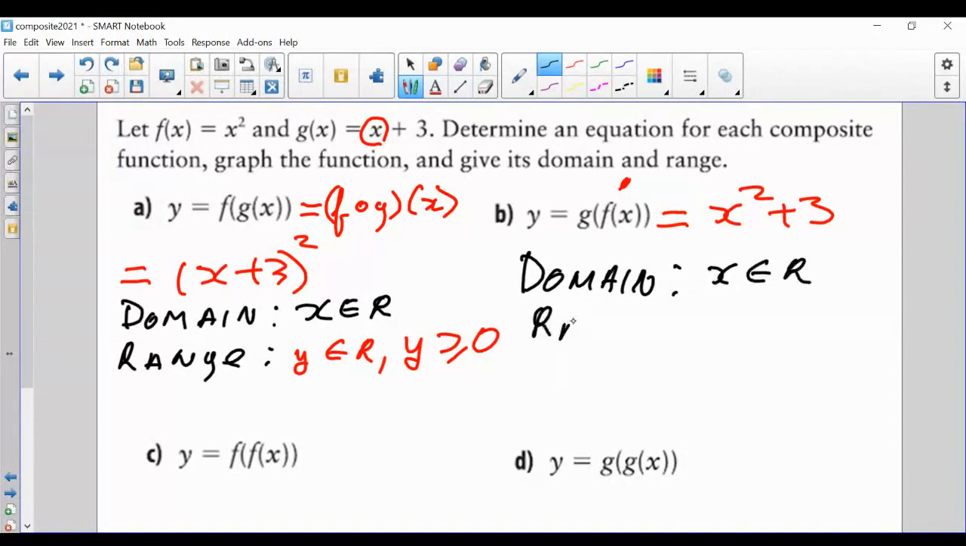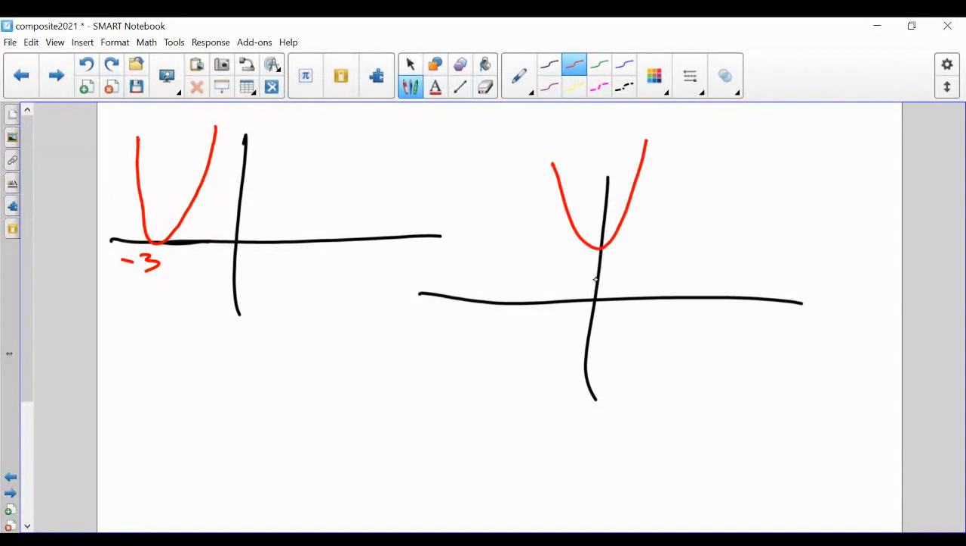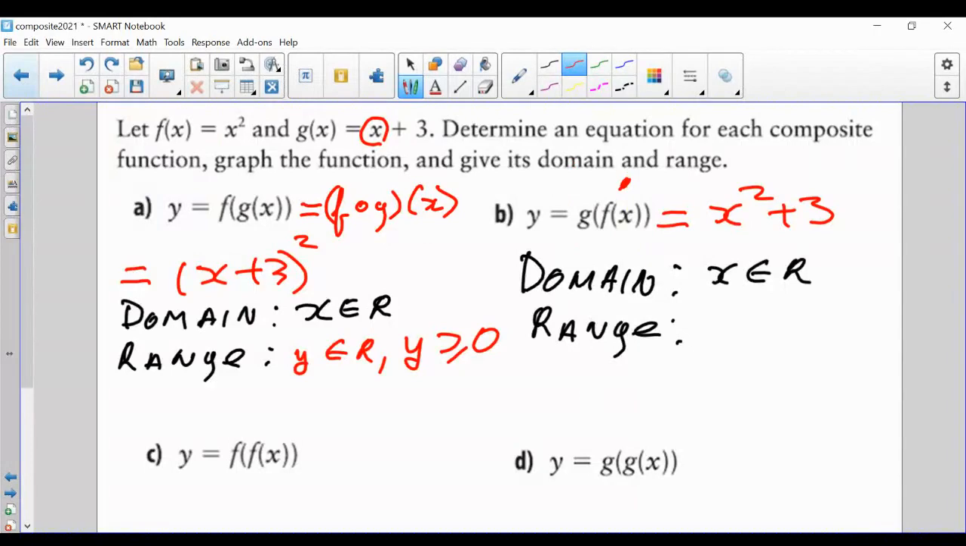And how about the range of this function? Think about what x squared plus 3 looks like. It has to be greater than 3. Thank you very much. I'll quickly draw a little sketch of that. So x squared plus 3 looks something like this. It's the x squared function that's been shifted up vertically by 3. So y must be greater than or equal to 3 is correct. Yes. So y is all real numbers, but y must be greater than or equal to 3.